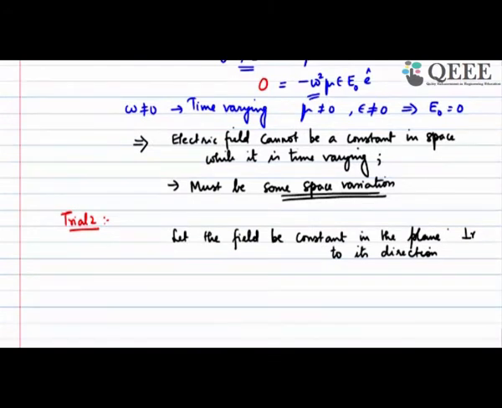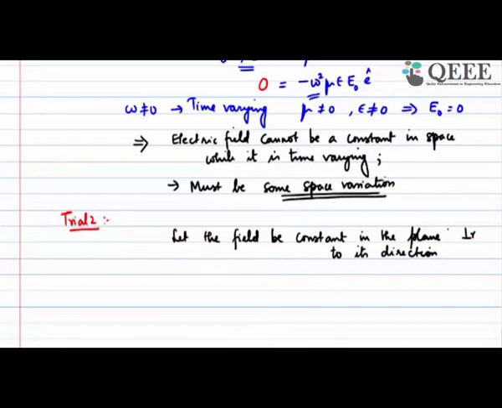Let's say the electric field is pointing in this direction. Which is the plane that is perpendicular to this direction? Let's say this is the x direction. The plane that is perpendicular is horizontal. I am saying that in this plane it's constant. It means it is varying only along the x direction. It's not varying along y or z.